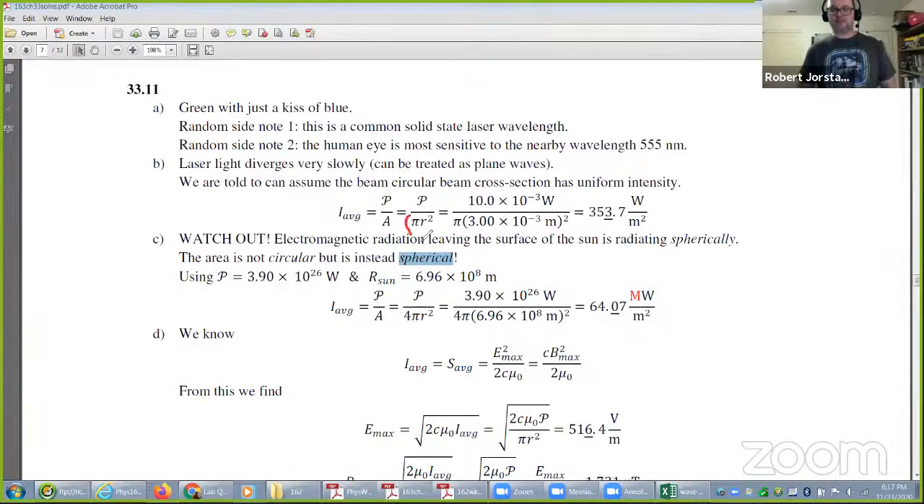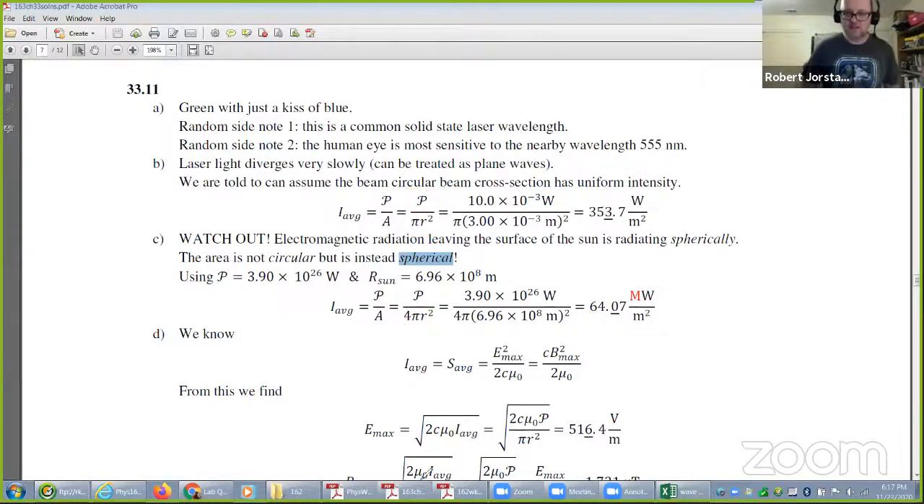Notice this something right here. This is the most common mistake students make with these intensity problems. If you have a spherical area, you need to use the surface area of a sphere. If you have a circular area, you need to use the circular area. So watch for that in all of these questions. Please, please, please. I know we're tired and goofing off, but it looks like the sun is just slightly more intense than this laser beam. Megawatts per meter squared. So yeah, that's a lot bigger.